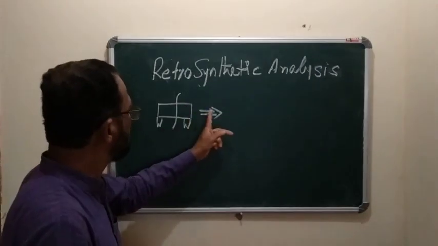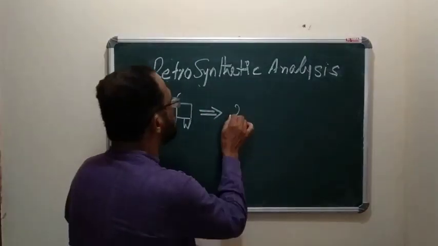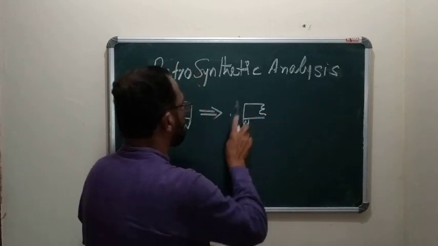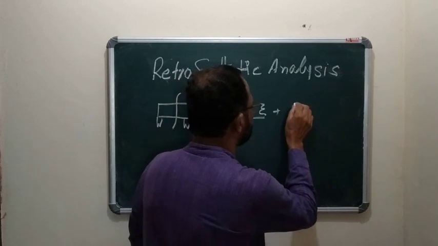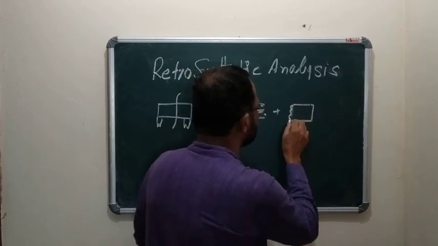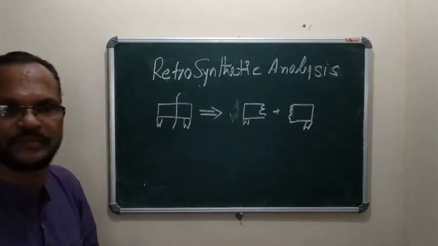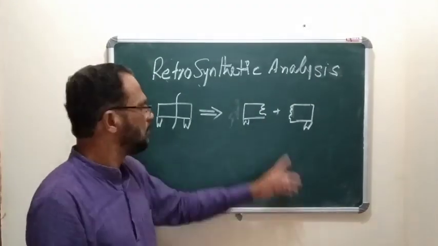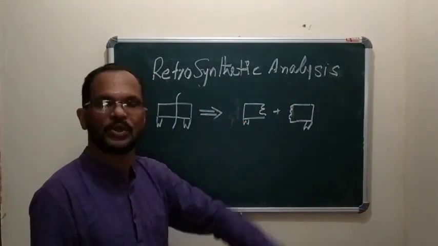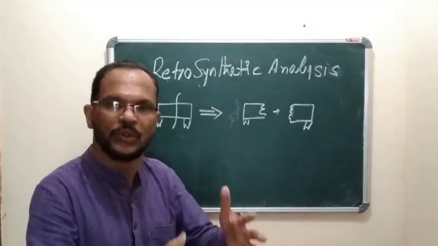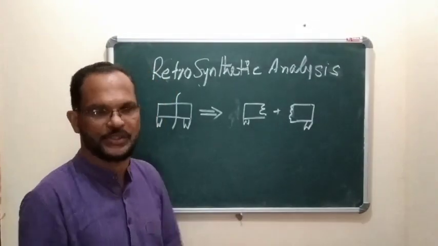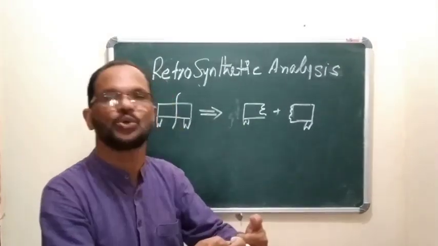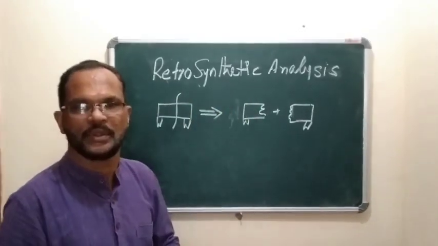Then if you cleave the bench like this, you will get two parts like this. Now, these are the components. Component number 1, component number 2. So, you get an idea of the components. Now, the only job is to join these together to form the bench.